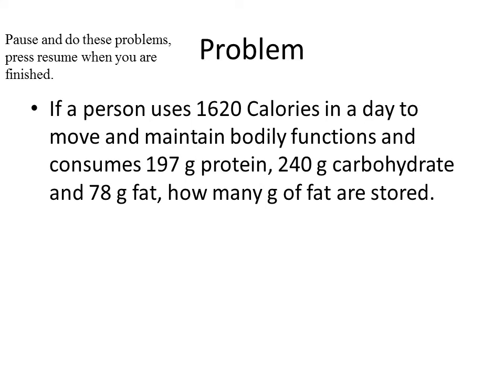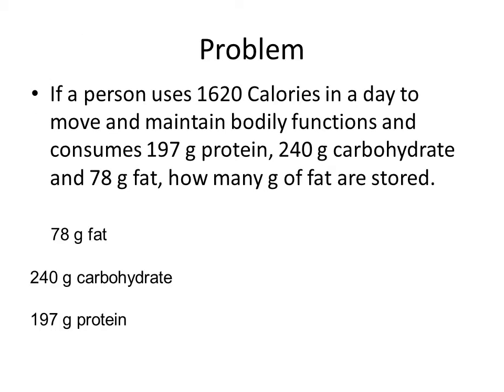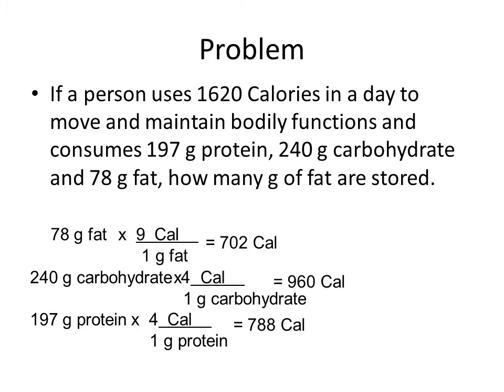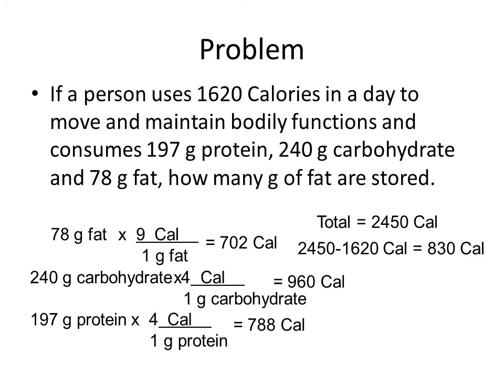Go ahead and try this problem. Press pause and then press resume when you're through doing the problem. The first thing we need to do in doing this problem is first write down all the nutrients that are given to us. So we write those down. Next, we convert them to energy, how much energy they provide to the body. And we already know how to do that for the individual ones using the amount of energy stored in each type of molecule per gram. Now we sum this up, and that gives us a total of 2,450 calories.